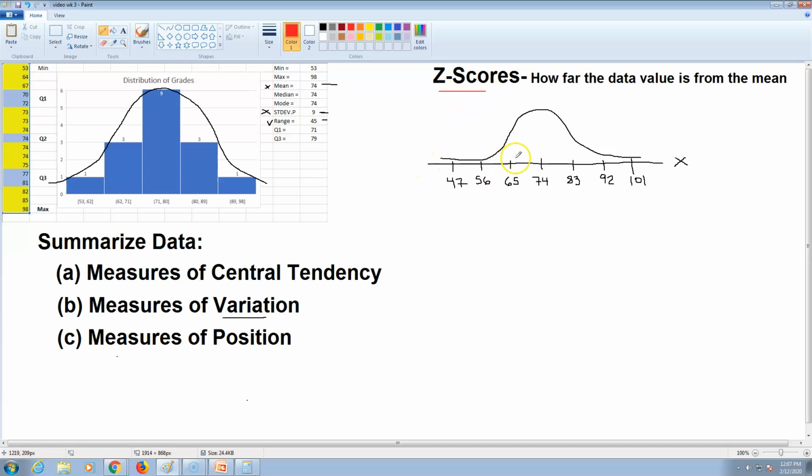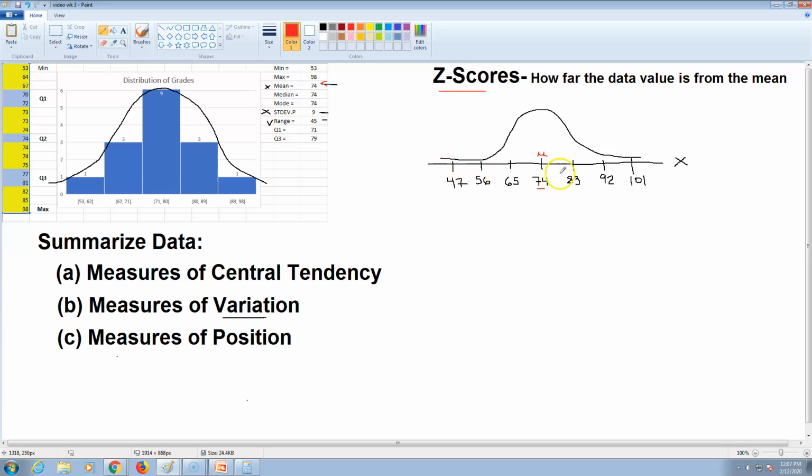And what is the z-score? How far is the data value from the mean? In other words, how far are each of these numbers that I have in my data set? I have 17 test scores. How far away are each of these from the mean? Now remember, in this bell-shaped curve, the middle is the mean. And my mean is 74. That's what you can see right there.